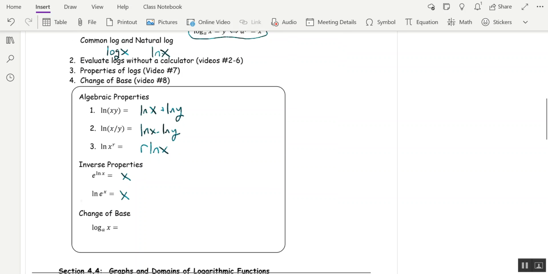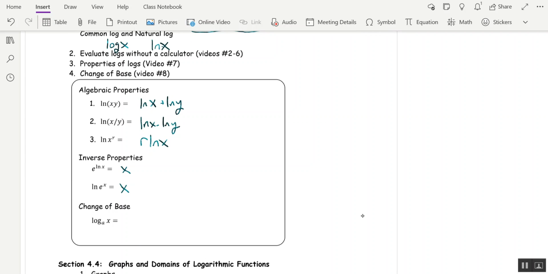And the change of base formula: log base a of x, I'm just going to change it over to natural log, ln x over ln a. Why is this one important? If you look at your calculator, you will not see log base 2 on that calculator. So if you wanted to evaluate log base 2 of 5, you could not do that on a handheld calculator. You'd have to rewrite it as ln of 5 over ln of 2, and then you could punch those into your calculator.